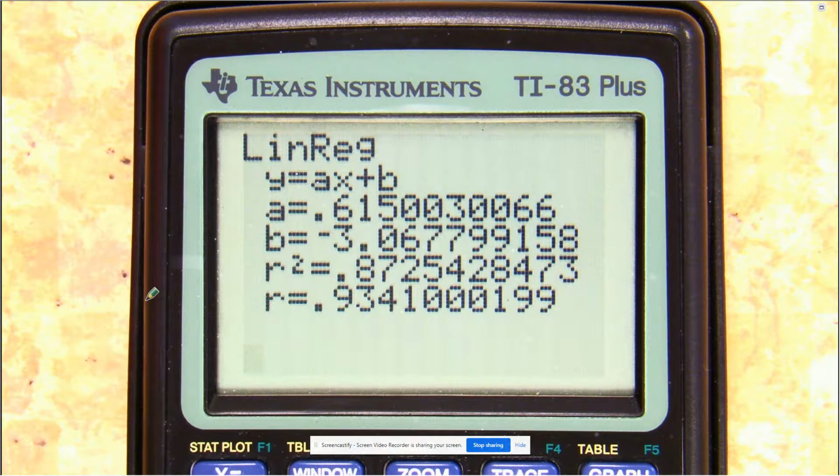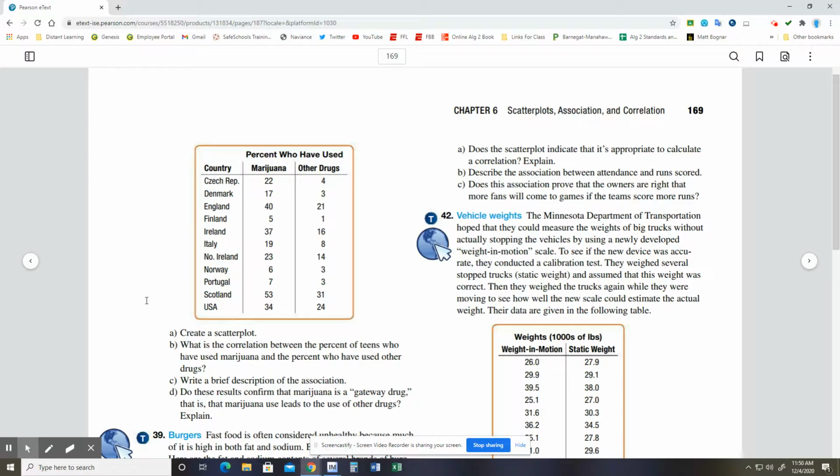Well, as we showed you right here, it should be 0.934. You have to make sure that you input your information correctly and run that LINREG diagnostics on.